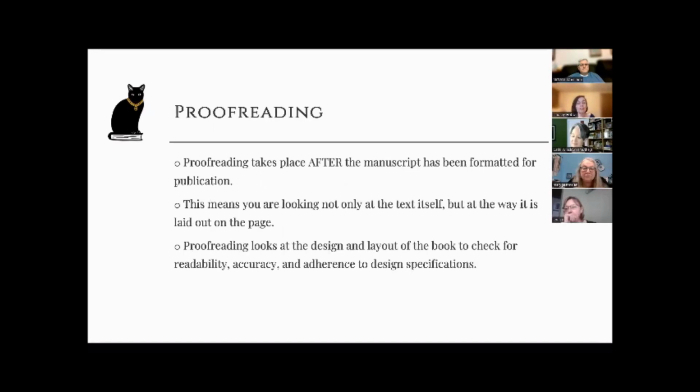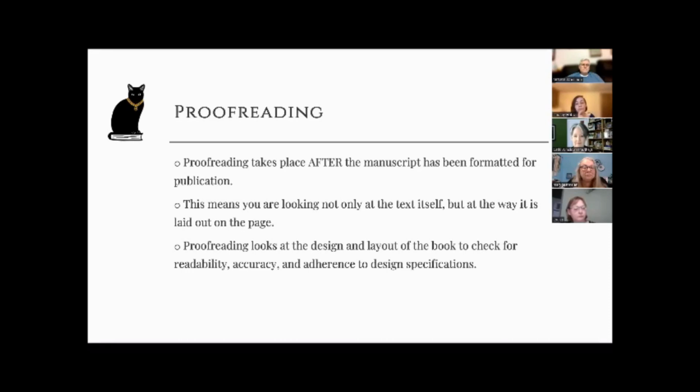Proofreading is the final stage, and that term is often used interchangeably with copy editing. But technically speaking, proofreading takes place after the manuscript has been formatted for publication. That's the big difference between proofreading and copy editing.